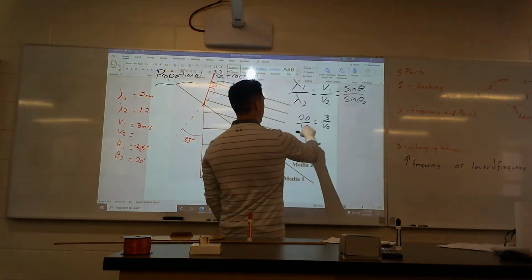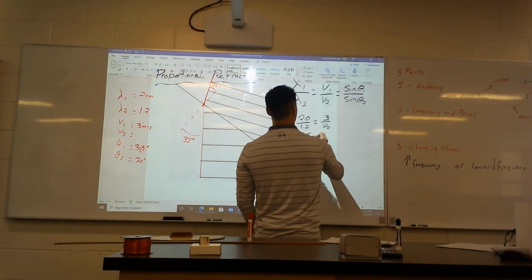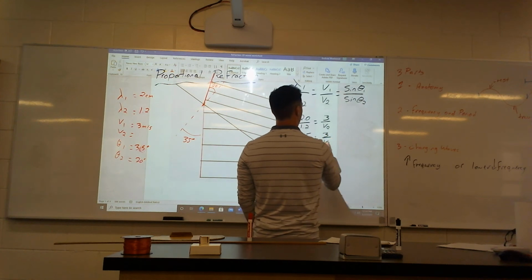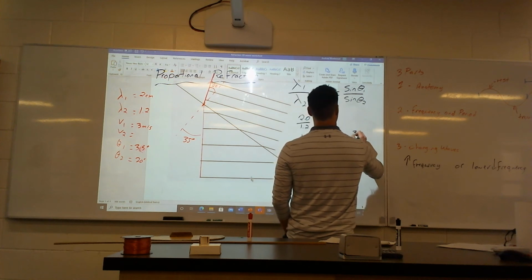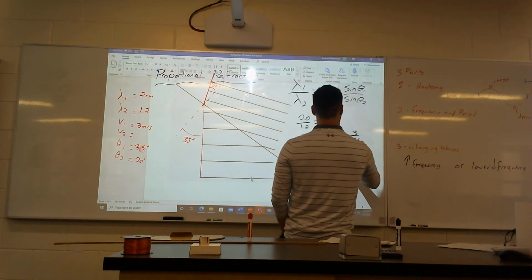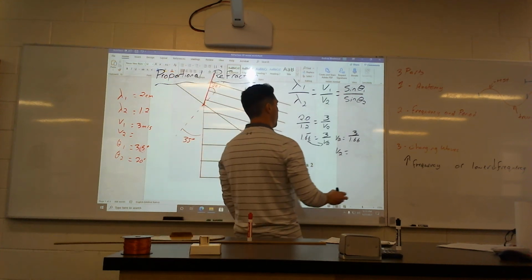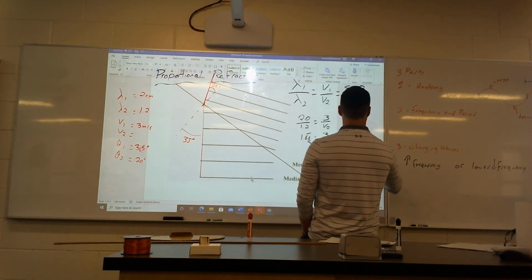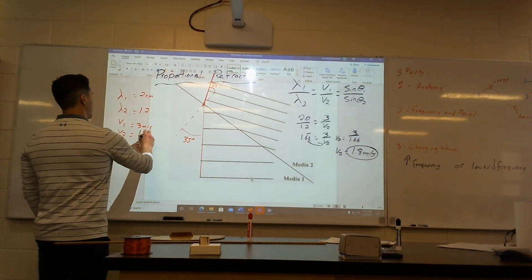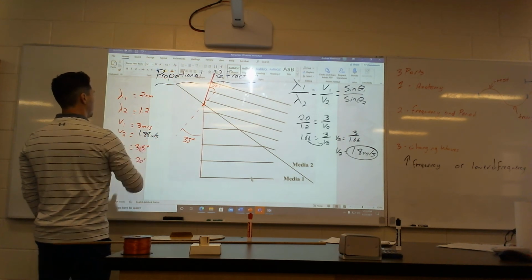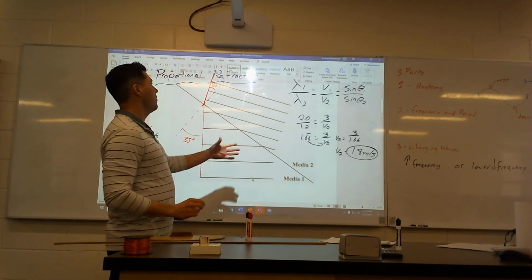Now when I go 2 divided by 1.2, I get 1.66. Okay, so I got 1.66 repeating equals 3 over V2. Swap these. My V2 is going to equal 3 over 1.66. When I do that, I get an answer of 1.8. Okay, 1.8 meters per second. And so that is what's going to go over here, 1.88 meters per second. Okay, so now I've answered all 6 parts of this question.